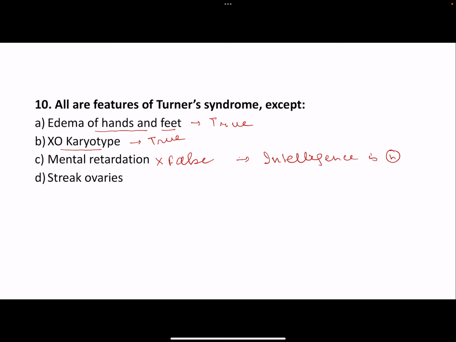About option D, streak ovaries. This is true, because in the Turner syndrome the ovaries are small streak ovaries and they are fibrosed. So this option D is also true. So out of the options A, B, C, D, option C is not a feature of Turner syndrome.